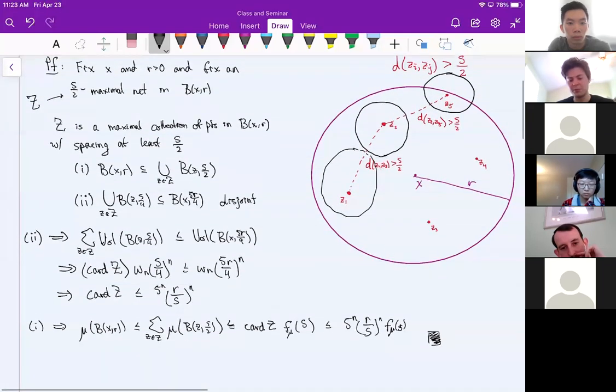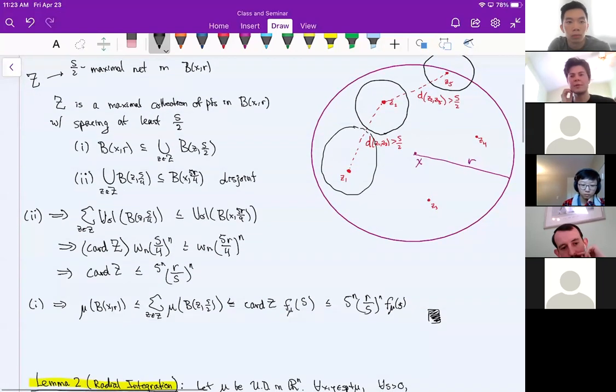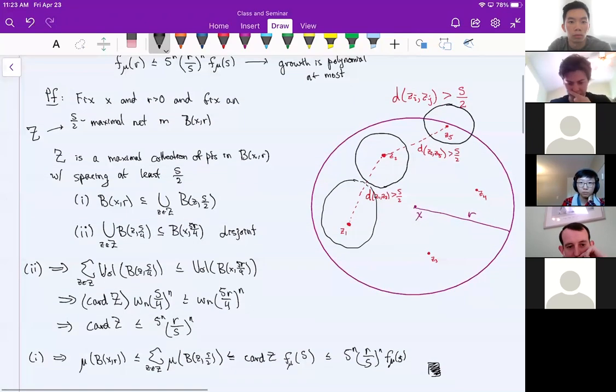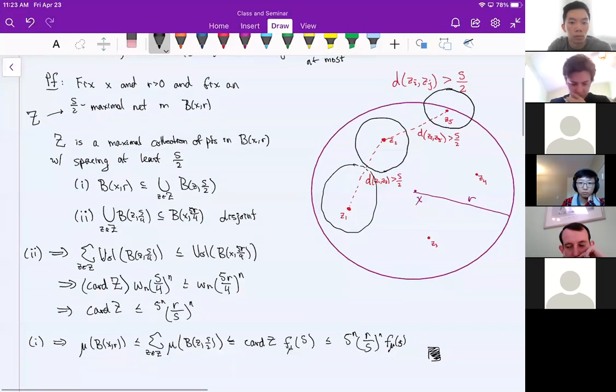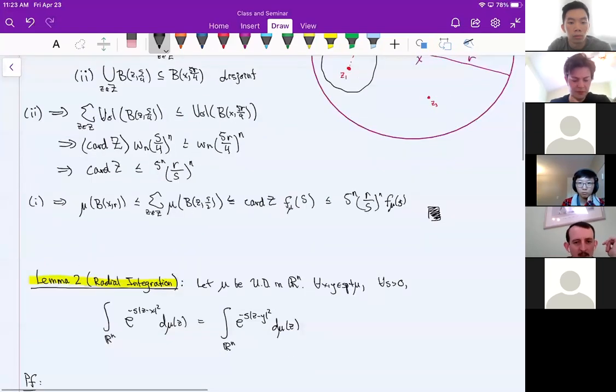Okay, so really the fact that we have a uniformly distributed measure in Rn here was important, right? We use the geometry of Rn to get a bound on the number of points in this net. And that ended up giving us that this measure can't grow faster than Lebesgue measure can, at least up to a constant, right? Okay, so that's that statement.